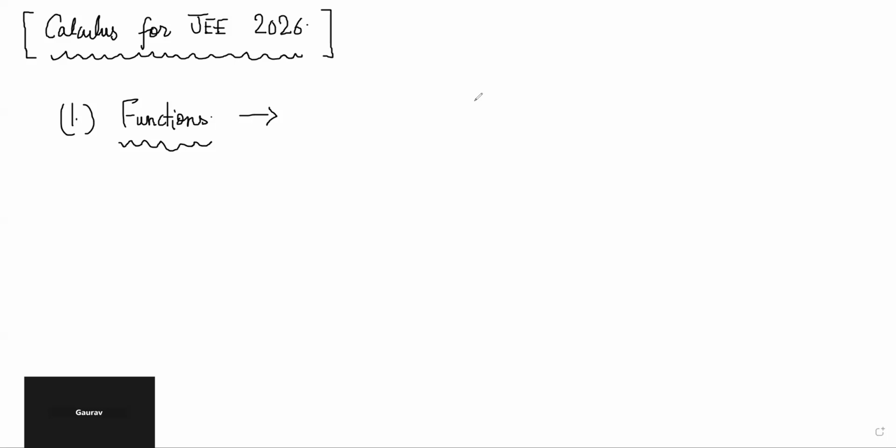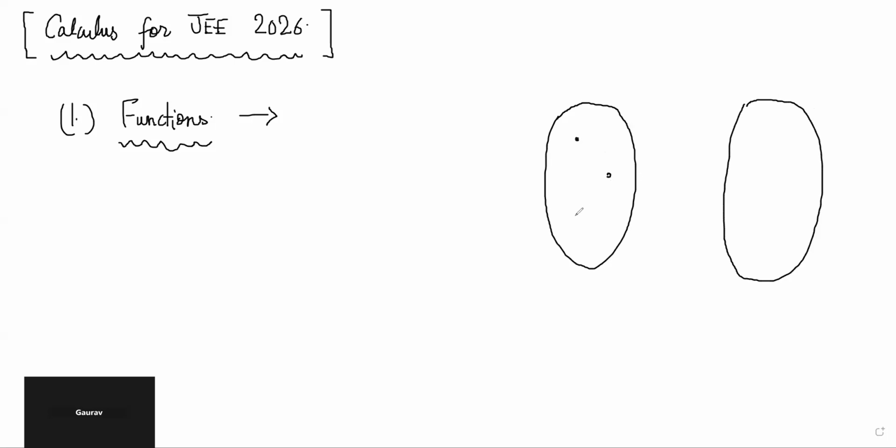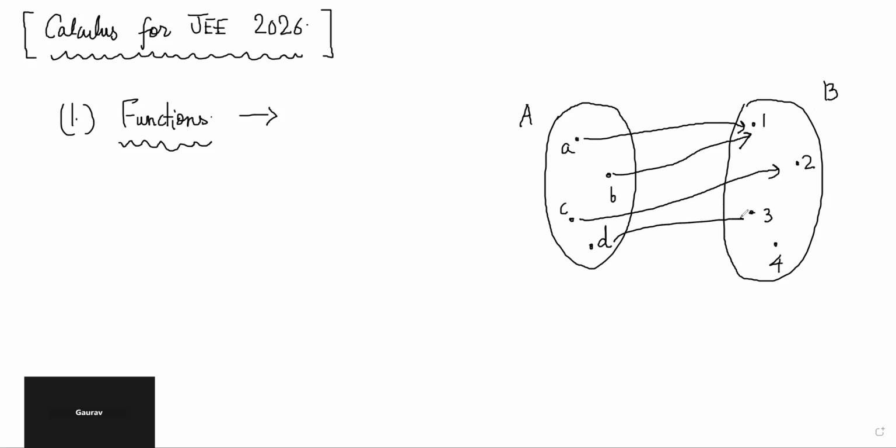Basically, the idea is that there is a connection between elements of one set and elements of another set, right? If you say yes, this is set A and this is set B, if there is some connection between elements of this set and elements of the other set, then we can say that it may be a function. So we have to understand how to describe this sort of a connection, right?